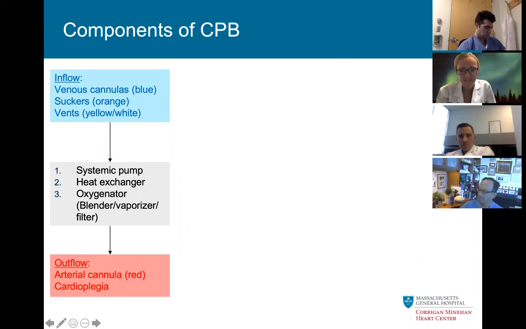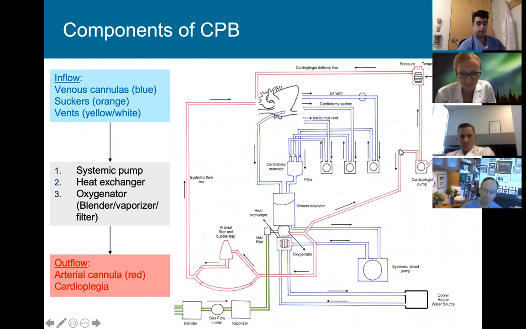This is a scary diagram that everybody always sees, and I actually want to spend like 30 seconds describing it. We can all focus on the blue, and you can follow my pointer. So here is the heart. You have the venous cannula depicted here that goes to a venous reservoir. In addition to the venous drainage, you have your vents, so your LV vent here, your aortic root vent here, and the suckers that all go into the venous reservoir.